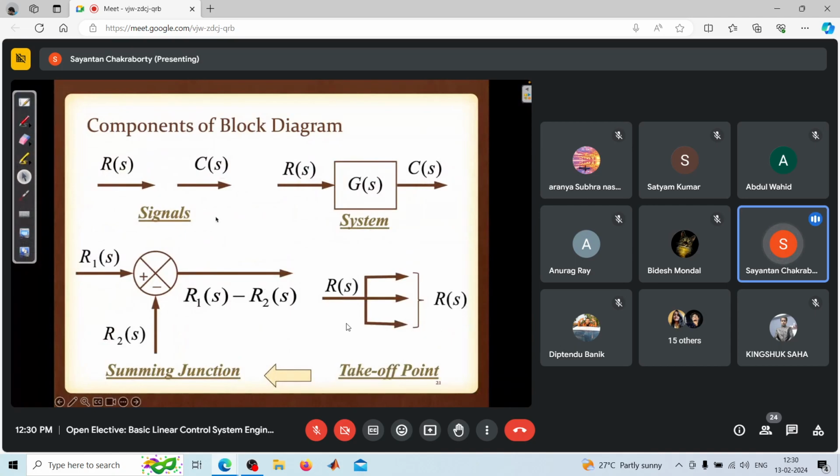So this is a summing junction, where one signal is subtracted from the other signal, or it can be added, to generate another signal which is an algebraic combination of these two signals. And then we have takeoff points where you can take off the signals. So all of them will have the same signal R(s). Now let us use these components to develop a block diagram.